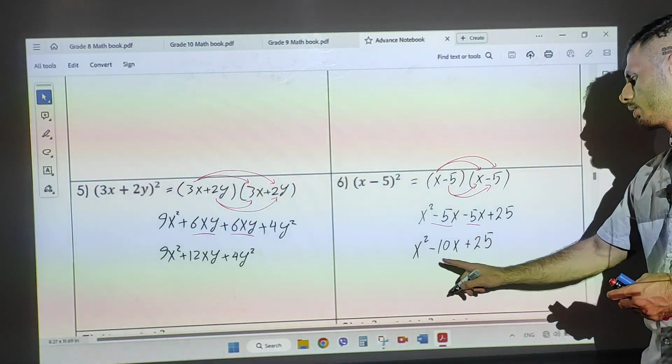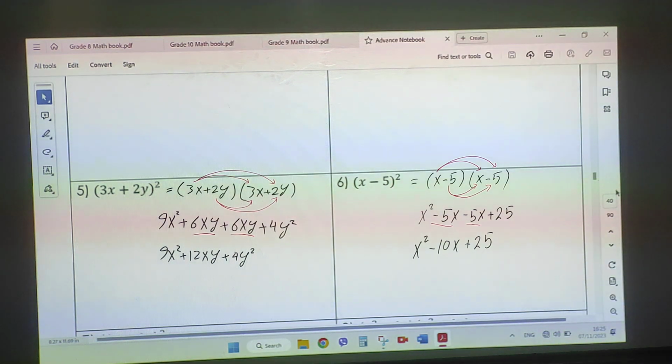Now we have x power 2, we have x, we have a number. That's how we can multiply algebraic expressions.